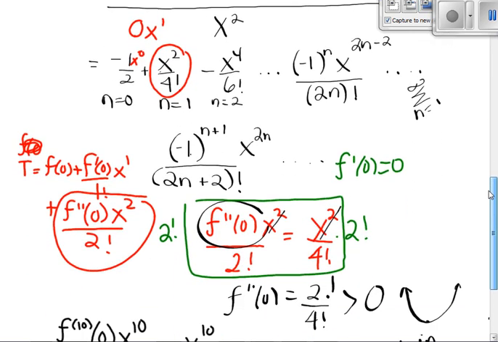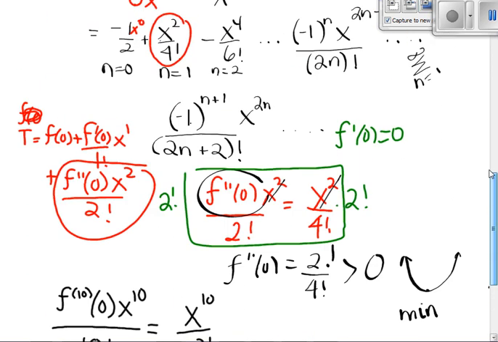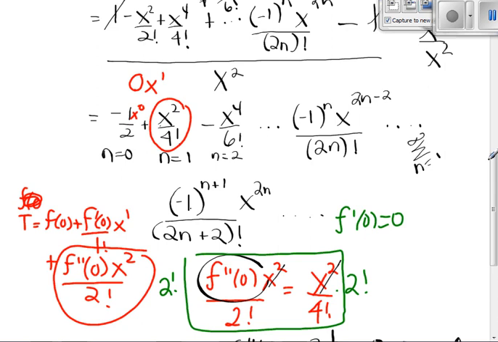Wait, how did you know that it was going to be x to the 10th over 12 factorial? Because I'm looking at patterns here. x to the 4th is over 6. So 8th is positive, 10th is negative.